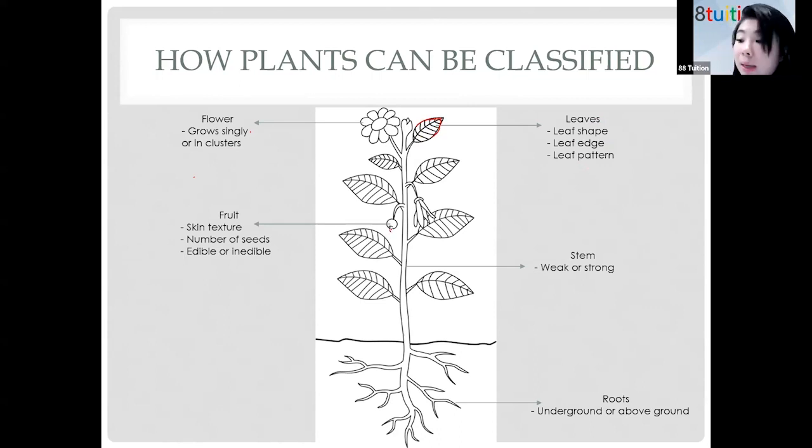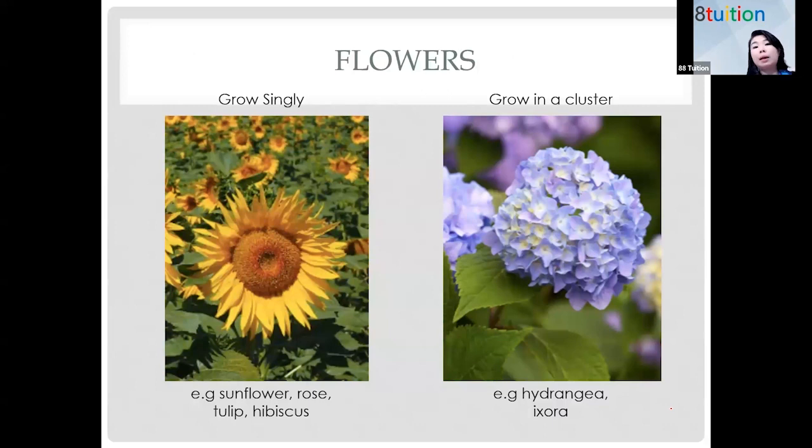Next, fruits. We can classify fruits according to the skin texture, the number of seeds in each fruit, and whether or not the fruits are edible. For the stem, we can classify plants according to whether they have weak stems or strong stems. Finally, for roots, some plants have underground roots, some plants have roots above the ground. Now, this is quite rare, but I will give you some examples later. So without further ado, let's look at flowers.